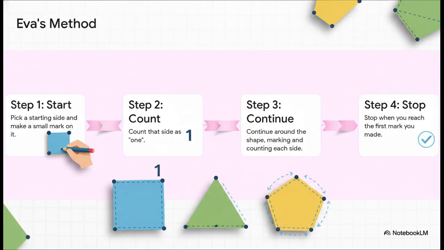And here's her method, step by step. You just pick any side to start, make a little mark on it, count 1. Then you just go around the shape, marking and counting each side. 2, 3, 4, until you get back to the side with your first mark. It's totally foolproof. It turns what could be a confusing mess into a simple, confident process.